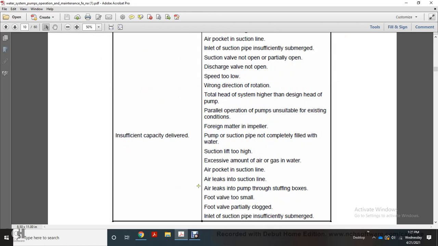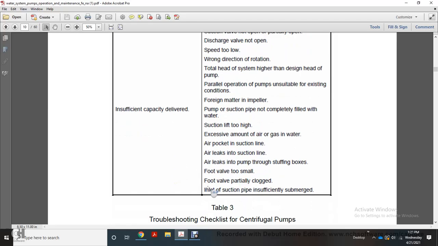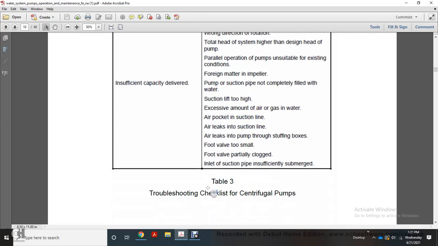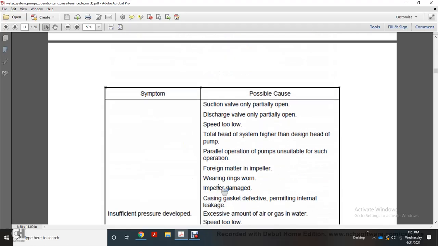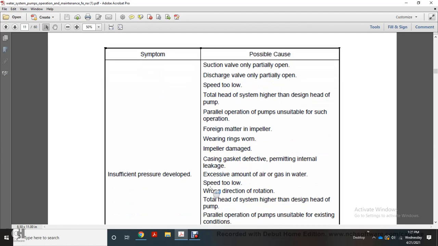Problem: insufficient capacity delivered. Possible causes: pump or suction pipe not completely filled with water. Suction lift too high. Excessive amount of air and gas in the water. Air pocket in the suction line. Air leaks in the suction line. Air leaks in the pump through the stuffing box. Foot valve too small. Foot valve partially clogged. Inlet of the suction pipe insufficiently submerged. Suction valve only partially open and discharge valve only partially open. Speed too low. Total head of the system higher than the design head of the pump. Parallel operation of the pump is unsuitable. Foreign matter in the impeller. Wear rings worn or impeller damaged. Casing gasket defective, permitting internal leakage.